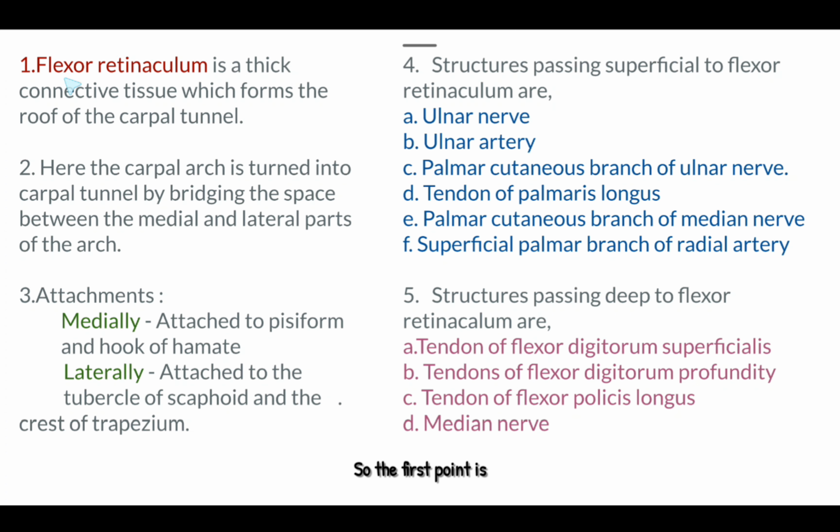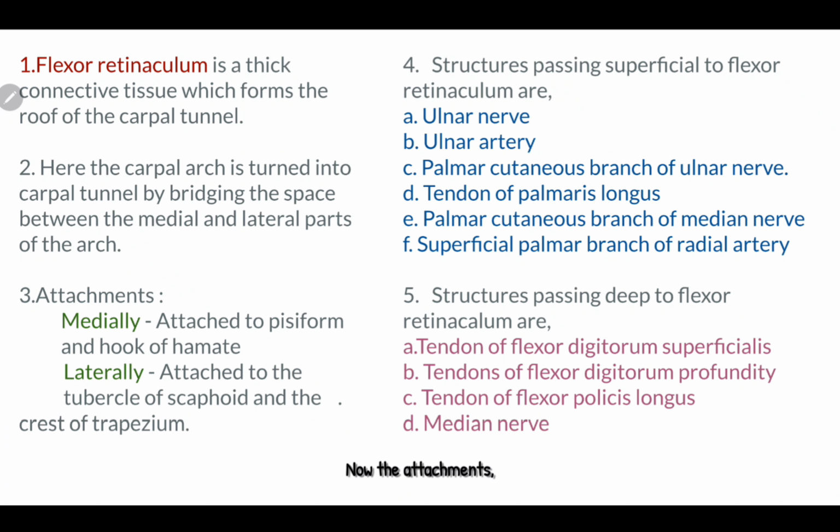So the first point is that the flexor retinaculum is a thick connective tissue which forms the roof of the carpal tunnel. So the roof of the carpal tunnel is actually the flexor retinaculum, and it is a thick connective tissue. Okay. The next point is that the carpal arch is turned into the carpal tunnel by bridging the space between the medial and lateral parts of the arch. So the medial and lateral parts of the arch are connected by bridging the space between them, and this is called the carpal tunnel.